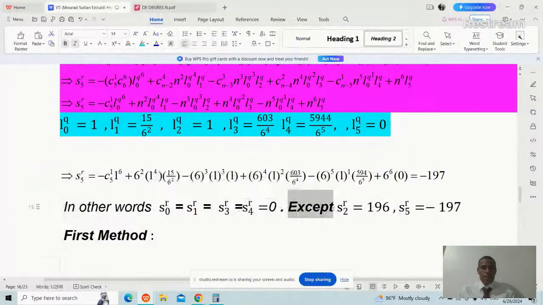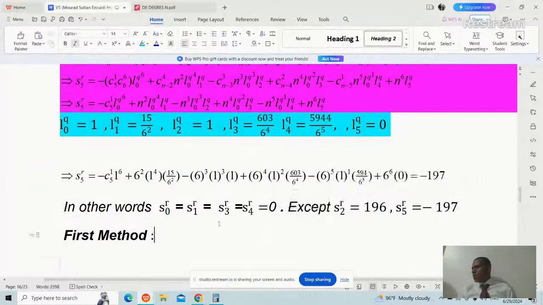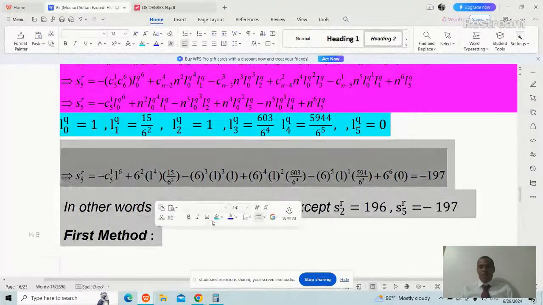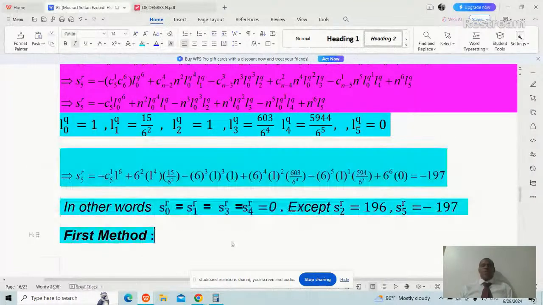Okay. Now, learners, we just figured out the value of s minus 1, s0, s1, s2, s3, s4, s5 for the polynomial to the power 6.